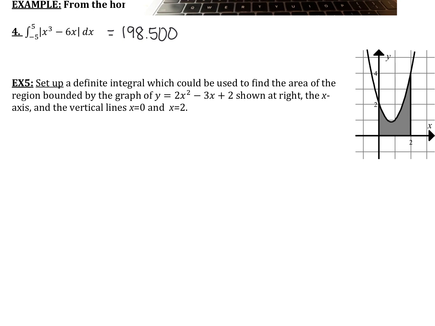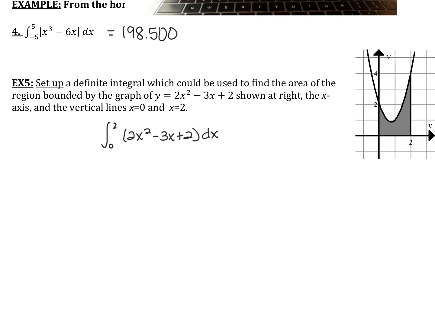Okay, hopefully you had a chance to look at this, and we know that we're trying to find the area between the curves when x is 0 to 2. And so the integral that I would set up, my lower bound would be 0, my upper bound would be 2, and then we'd get 2x squared minus 3x plus 2 dx, and that would be my integral.